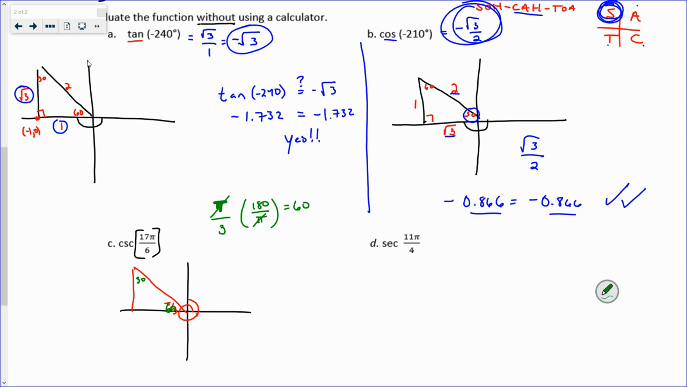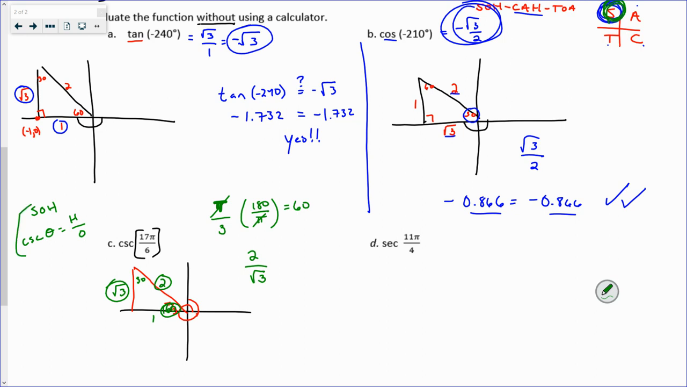So 60, we got 1 for a side, we got a square root of 3 for a side, and we got 2 for a side. Cosecant is, so if sine is opposite over hypotenuse, cosecant of a reference angle is hypotenuse over opposite. So when we go to our reference angle of 60, we go hypotenuse 2 over opposite square root of 3. In the second quadrant, sine is positive, which also means cosecant is positive. These two are paired together, right? So we don't need to change the sign.